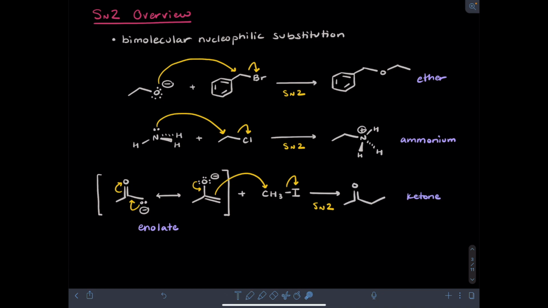The effect of this SN2 reaction is that a new methyl group has been added adjacent to the carbonyl to generate a longer chain ketone. So in all of these example reactions, I'm using a strong nucleophile, which could either be anionic or neutral, and the alkyl halide is either a methyl group, primary or secondary.